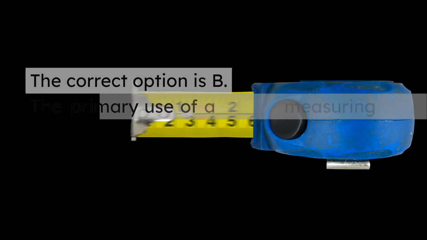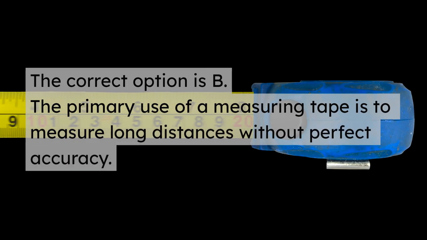The correct option is B. The primary use of a measuring tape is to measure long distances without perfect accuracy.